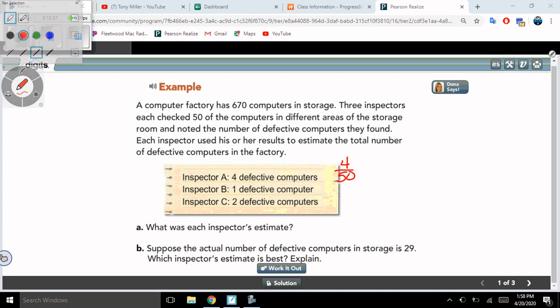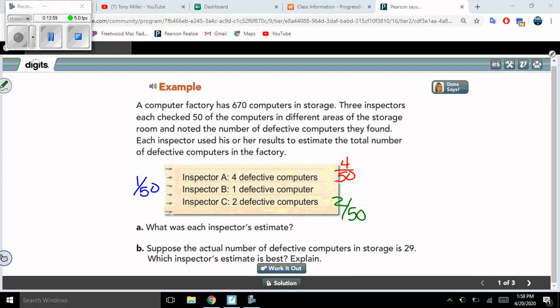Maybe change colors here with you. So B is 1 out of 50. And C is 2 out of 50. All right, so C is 2 out of 50. And so we're going to use those numbers then. Those would represent, I would think, the COPs. And so we're going to use that number, and we're going to use the number 670 to see what their estimate is.